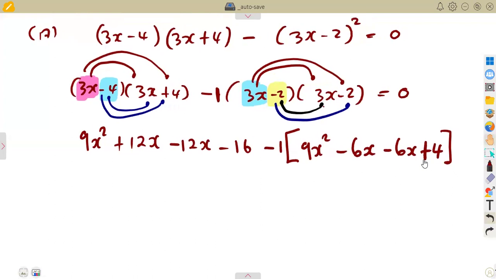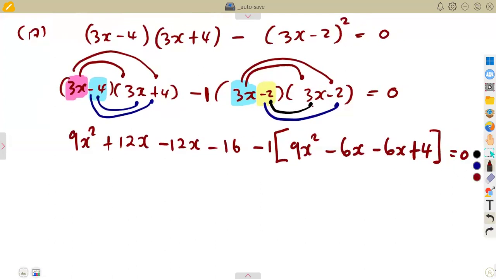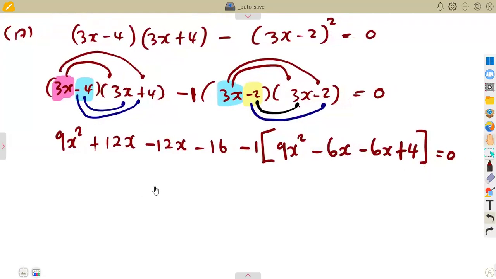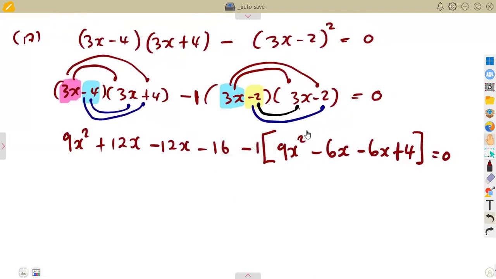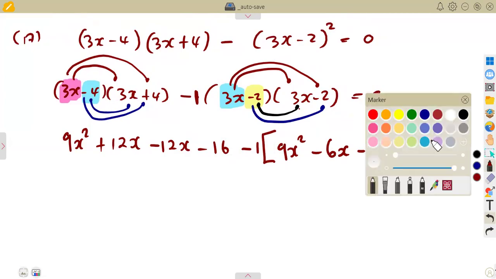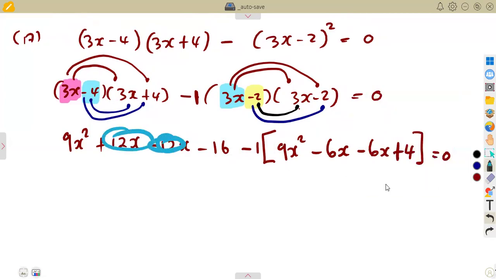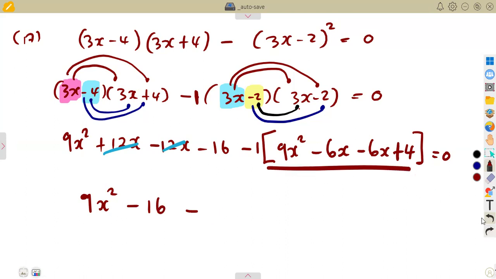So this whole part that we are having must be equal to 0. That's it. Don't worry about what you're going to have at the end. This part will just simplify on its own. Here we can even collect the like terms. As we can see, I've got 12x and minus 12x. 12 minus 12, this one is going to give us a 0. So we are left with 9x squared minus 16x, then minus 1 into this bracket. Minus 1 is supposed to expand everything in this bracket.